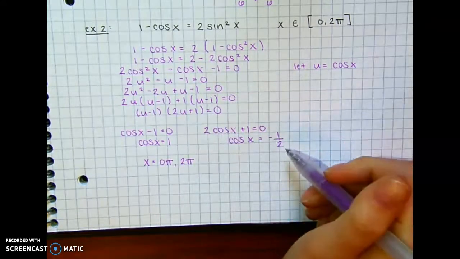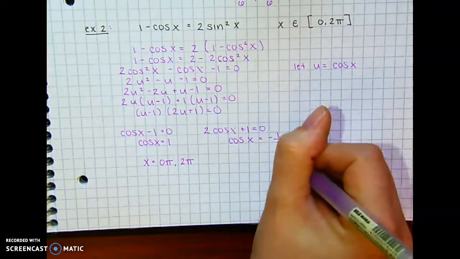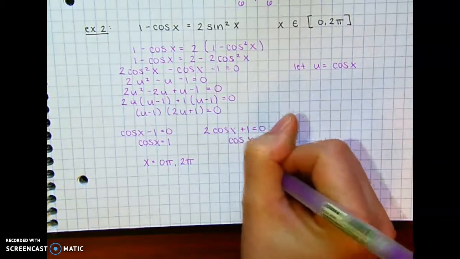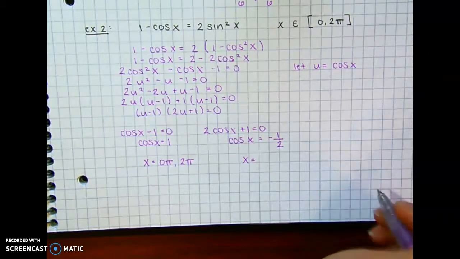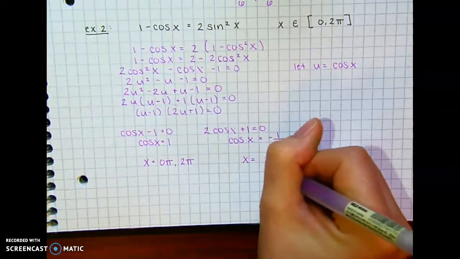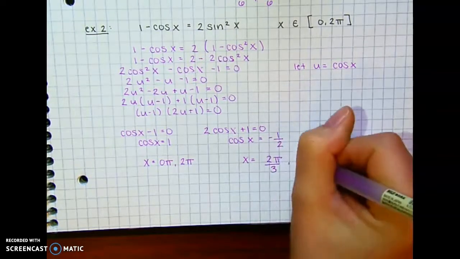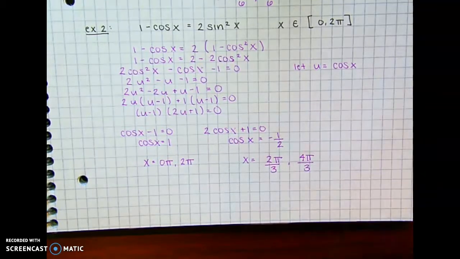And then for negative 1/2, this also occurs twice. It's negative 1/2, so that's going to be in quadrants 2 and 3. So we have 2 pi over 3 and 4 pi over 3. And those are my 4 answers.